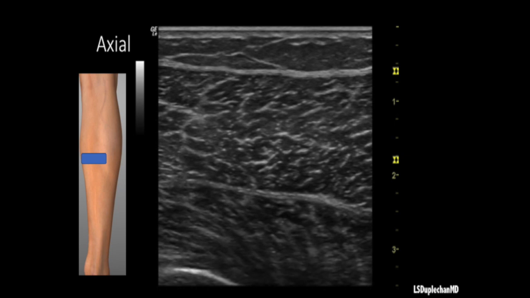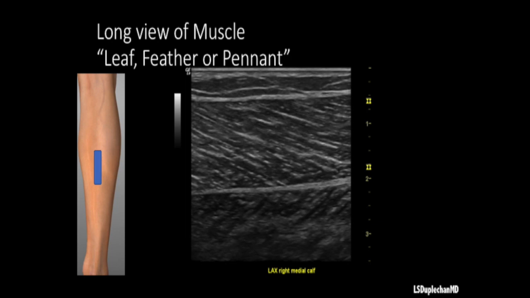This demonstrates a short axis view through the medial posterior leg with the medial gastroc superior and the soleus muscle inferior, both demonstrating a starry night pattern. Same muscles with the transducer turned longitudinally. The muscle orientation remains consistent with the medial gastroc superior and the soleus below. The orientation of the fiber bundles and connective tissues resemble a leaf or a feathering pattern.